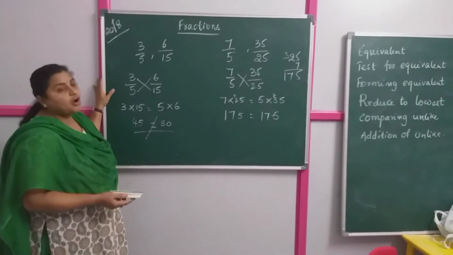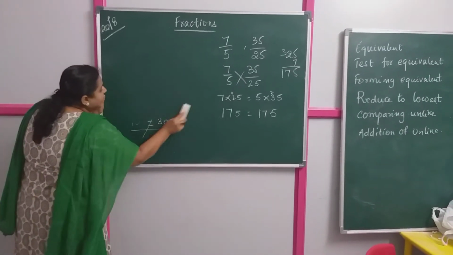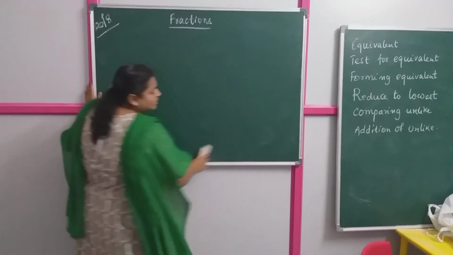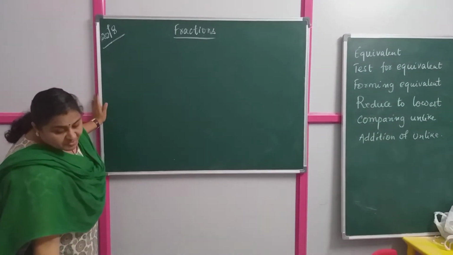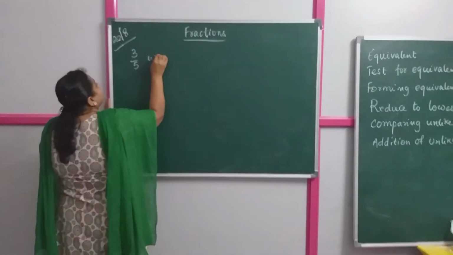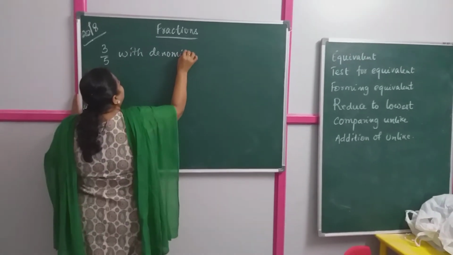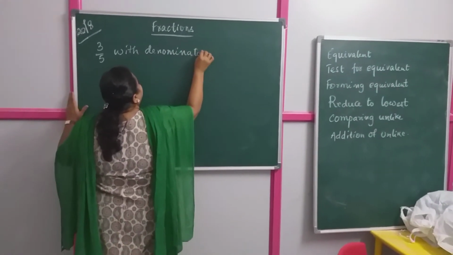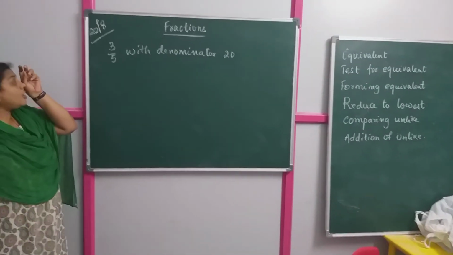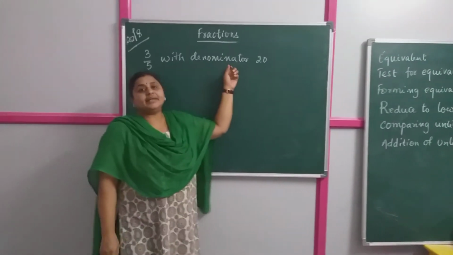Next, we have to form equivalent fractions. The other topic: how to form an equivalent fraction for a given fraction, children. Now they will ask you to find the equivalent fraction for 3 by 5 with denominator 20. There is a question: form the equivalent fraction for 3 by 5 with denominator 20.